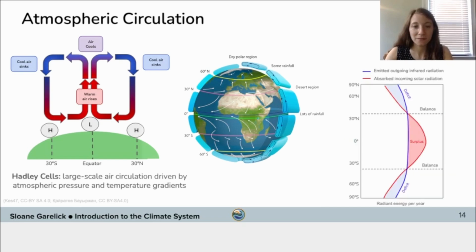And remember this figure from the previous tutorial? Well, these large-scale atmospheric processes, such as the Hadley cells and the trade winds, help to transport some of that heat in the tropics towards the poles.